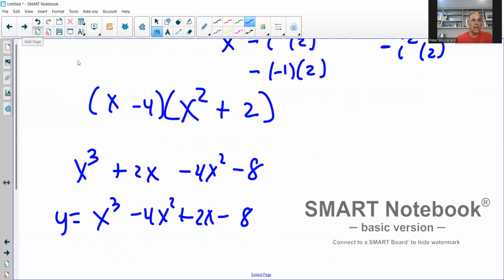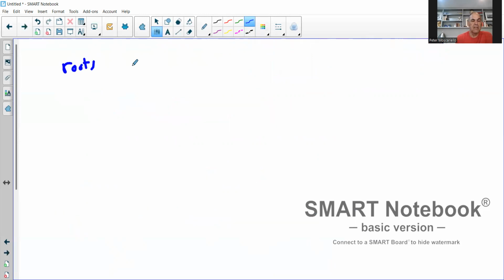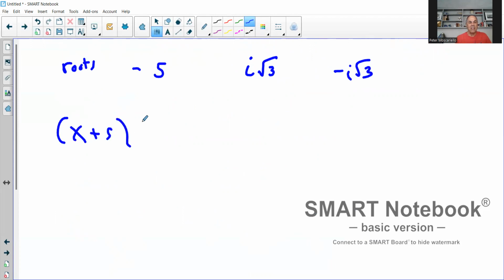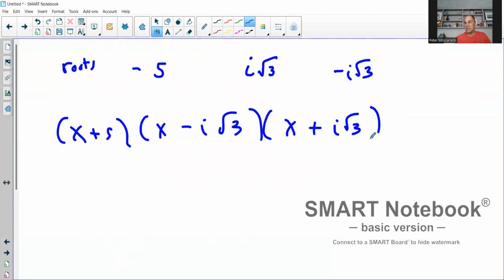There we go. All right, you try this one. Your roots are -5, and let's say i root 3. All right, so if i root 3 is a root, negative i root 3 is a root, so it's x plus 5, x minus i root 3, and x plus i root 3.